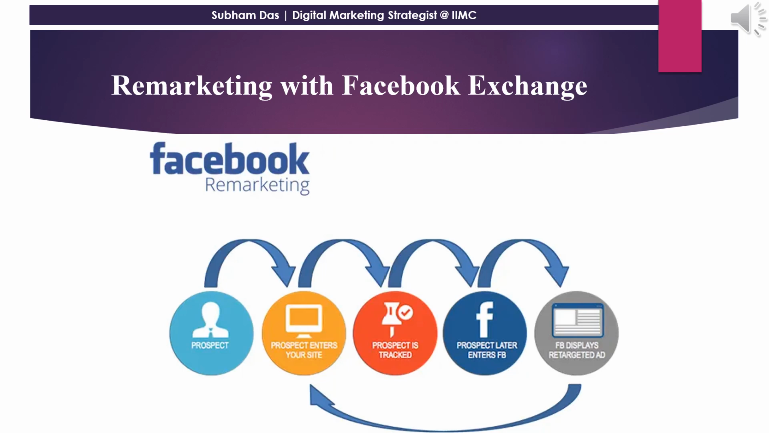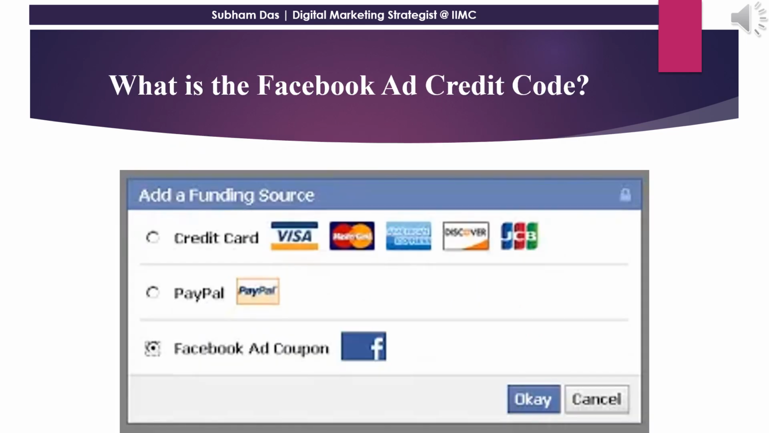Over to next slide. Now let's discuss what a Facebook ad credit code is. Any new advertiser on Facebook receives a 30-day coupon that needs to be utilized within the first 30 days. The coupon may be $30 or $50 to get started using Facebook ads. That is the Facebook ad credit code. You can see a screenshot of the coupon.